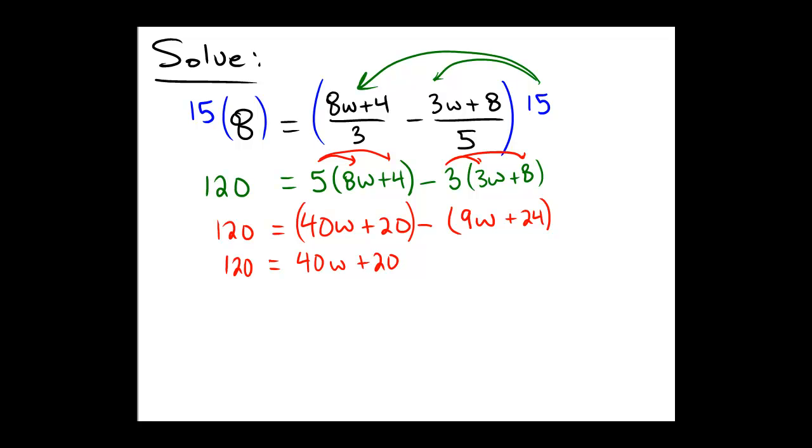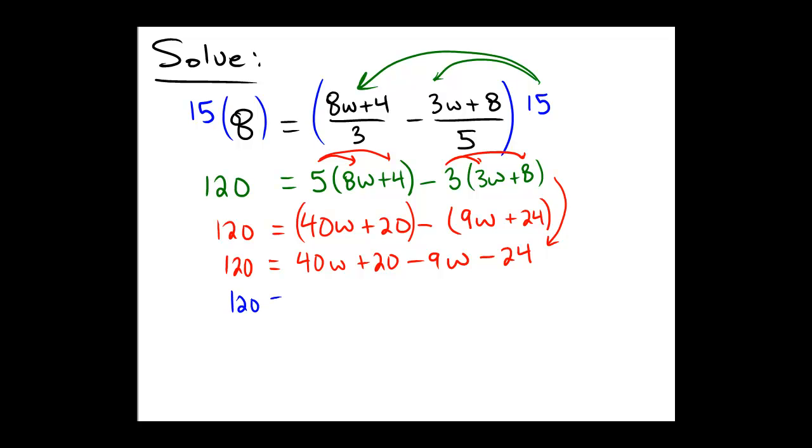40w plus 20, then minus 9w, because you're subtracting a positive 9w, and then you're subtracting a positive 24. Subtracting a positive means to subtract the number. So there we go. That's with the negative sign through. Again, some people can swallow this up in one stage. I like to do two just to be very explicit.